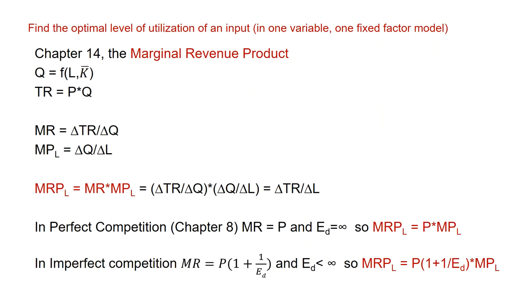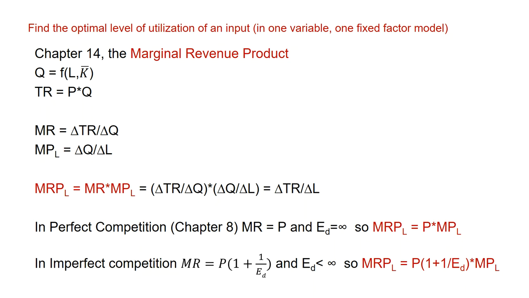Now, how do we optimize? And what are we trying to do? I want to optimize on the number of units that I have. I want to find the best possible case of using labor.